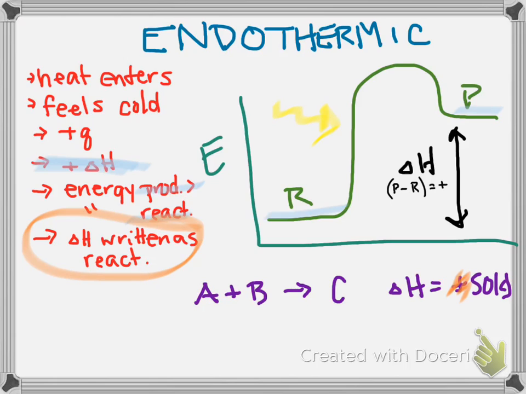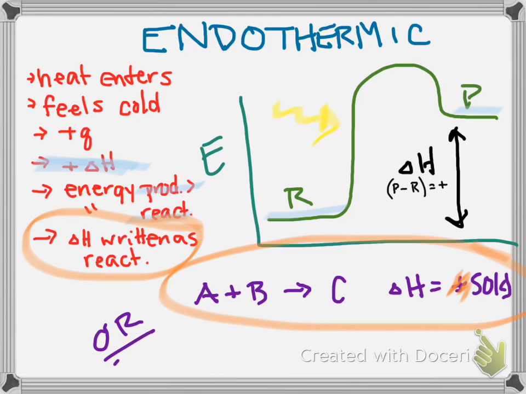However, we often don't write our delta H outside of a reaction. We have to put it inside of a reaction. So the other way that I can write this whole thing right here is like so. A plus B plus 50 kilojoules yields C.